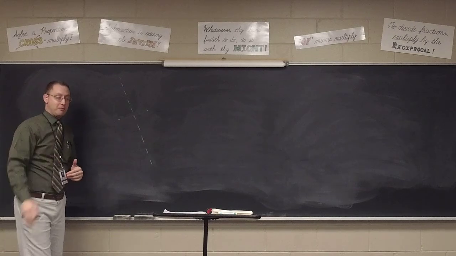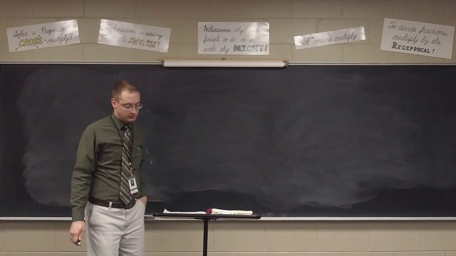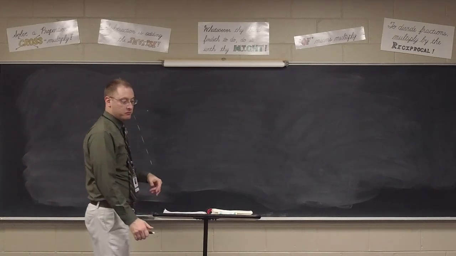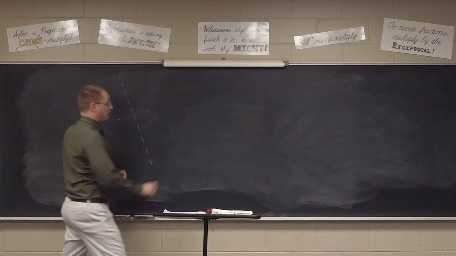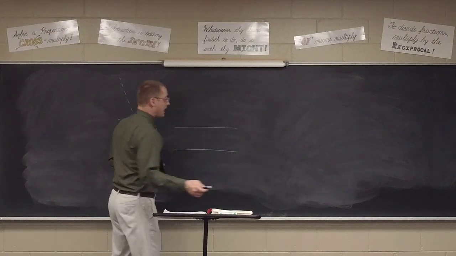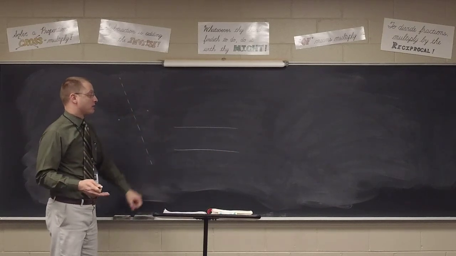Locus number 2, Jamie, was? Also equidistant from two given parallel lines. Now, does it tell me where the parallel lines are in relation to this? No. So, I mean, the parallel lines could be something like this. And what's the locus of points equidistant from two given parallel lines?